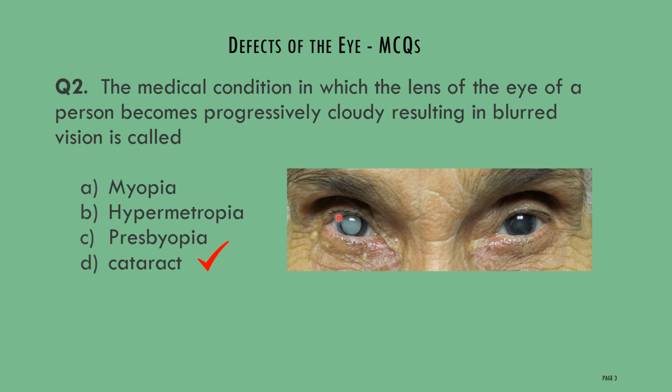Listen here, see this picture. This is an old, aged person. A thin white membrane forms on the eyeball, or grows on the eyeball. Because of this extra growth of a membrane, that person is not able to see the object properly, and the vision becomes blurred. This condition we call a cataract.